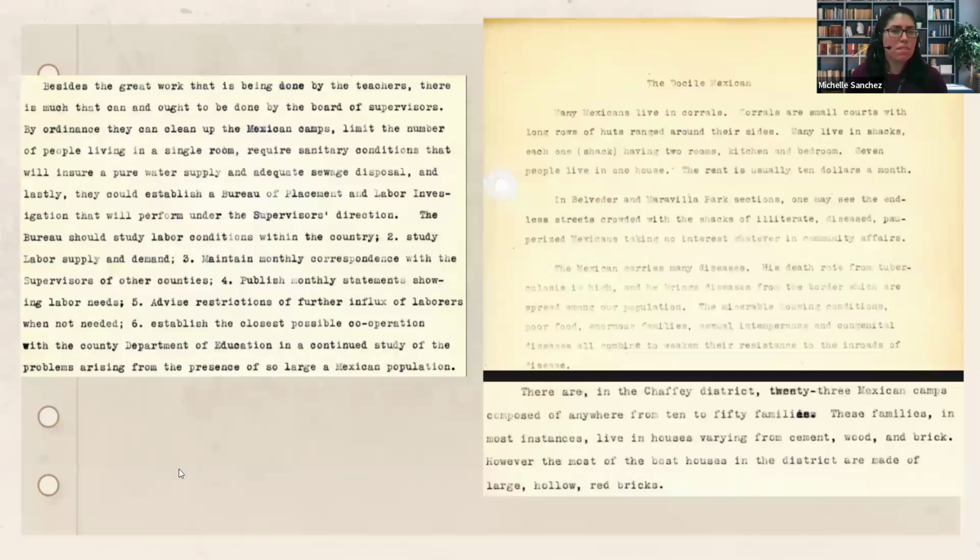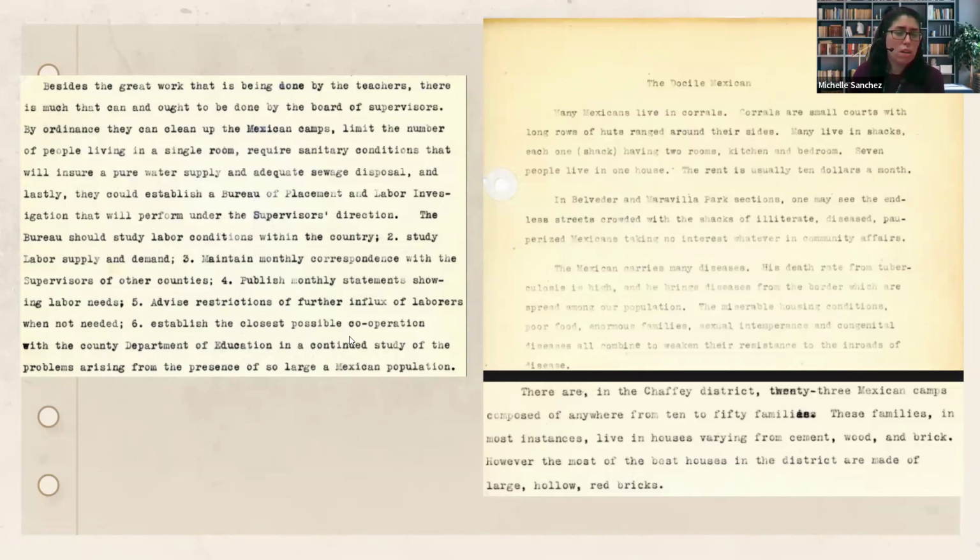And I think this is the last example before we move on to the next class. This particular section is talking about the creation of a Bureau of Placement and Labor Investigation that would work with the county's Department of Education and what those duties would be. What stood out to me was the very last task.